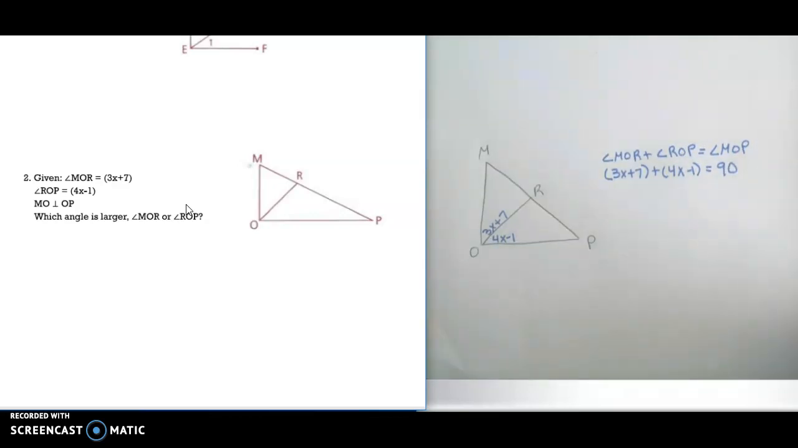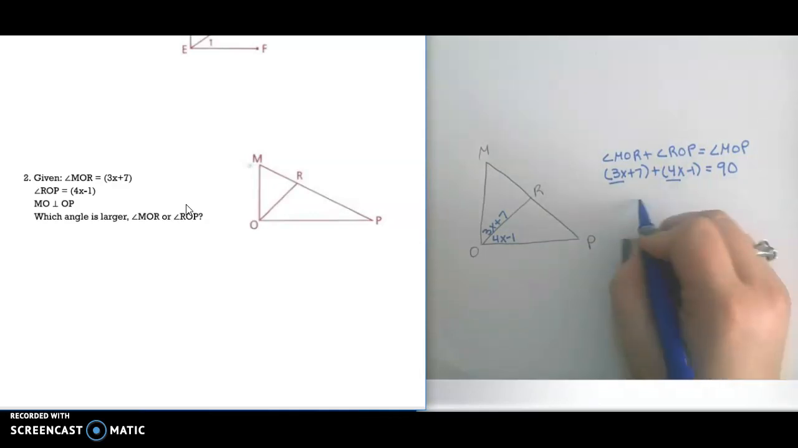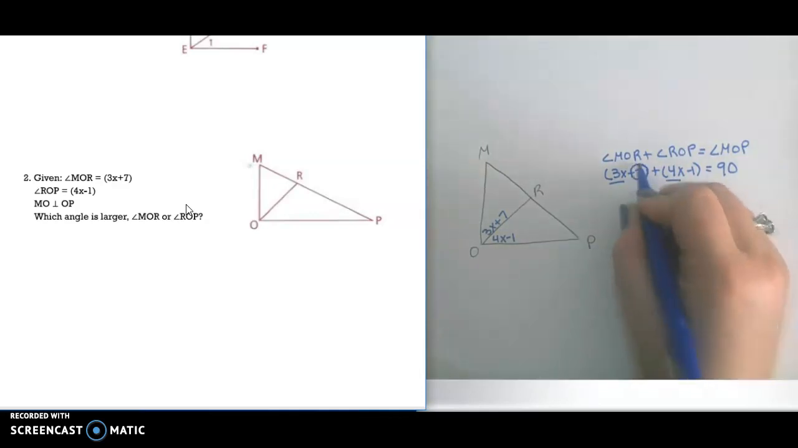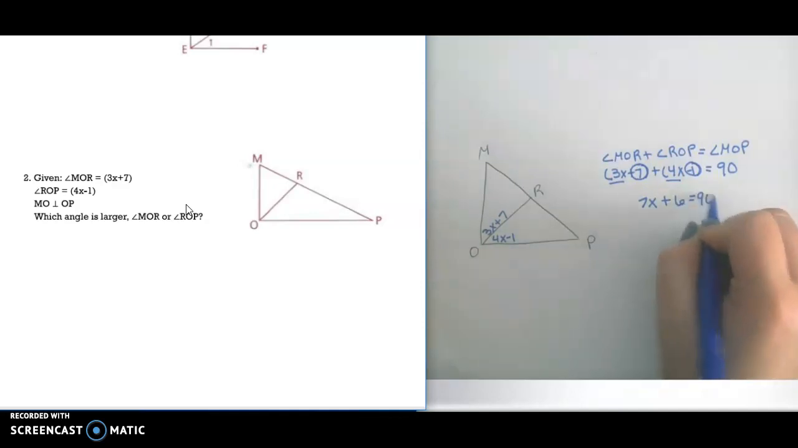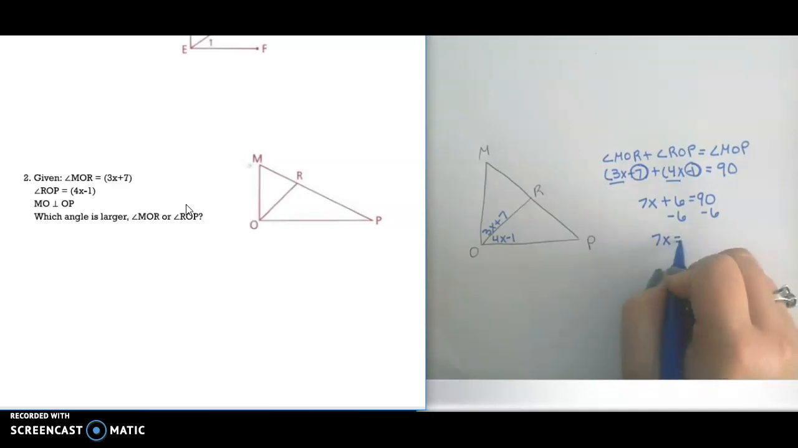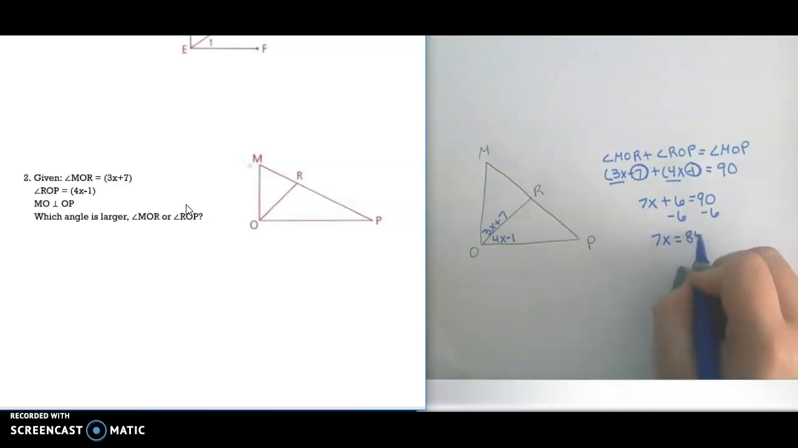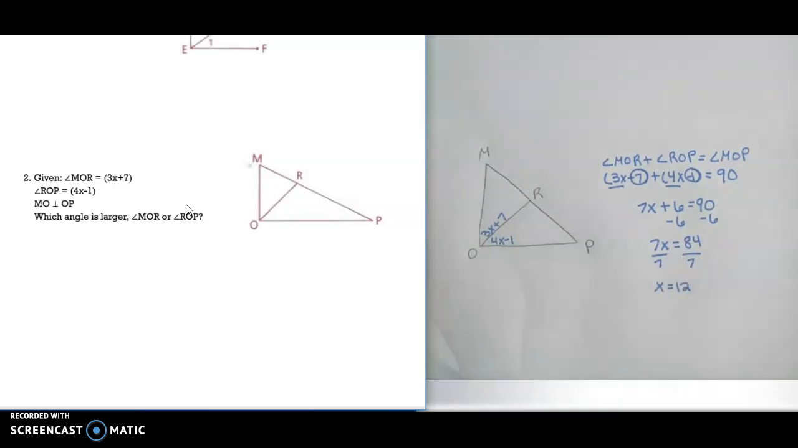So now let's solve this. This is algebra again. So I'm going to combine my like terms with my x's, and I get 7x. Then I can combine my constants, and I'm going to get 6. And now I'm left with a two-step equation. 7x is equal to 84. I divide by 7, and I get that x is equal to 12. But the problem doesn't ask me to solve for x.